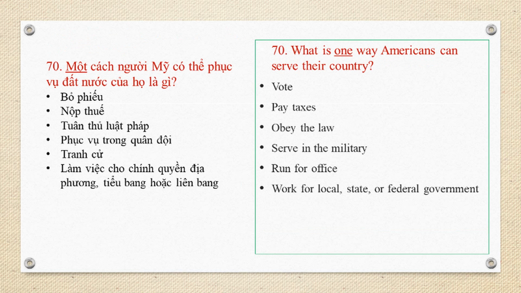70. What is one way Americans can serve their country? Vote. Pay taxes. Obey the law. Serve in the military. Run for office. Work for local, state, or federal government.